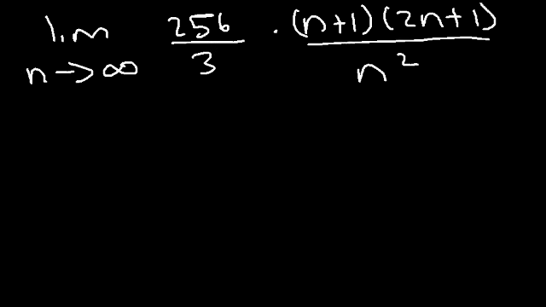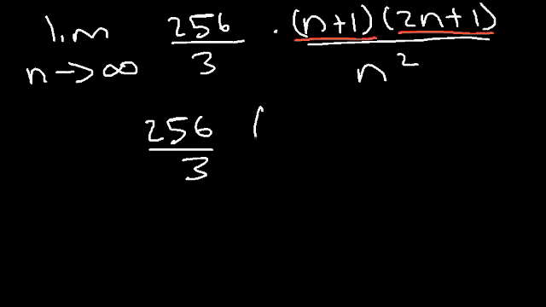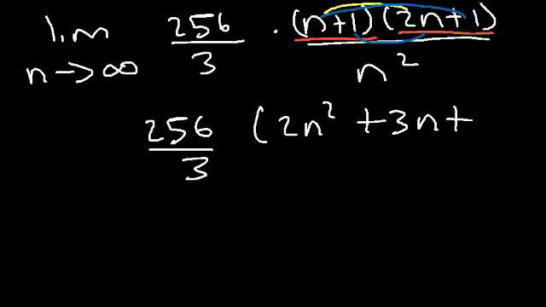Now let's distribute n plus 1 and 2n plus 1. If we FOIL those two things, we're going to have 256 over 3 times 2n squared, that's n times 2n, and then we have n times 1, which is n, plus 1 times 2n, that's n plus 2n, which is 3n, and then the last term, 1 times 1 is 1, over n squared.